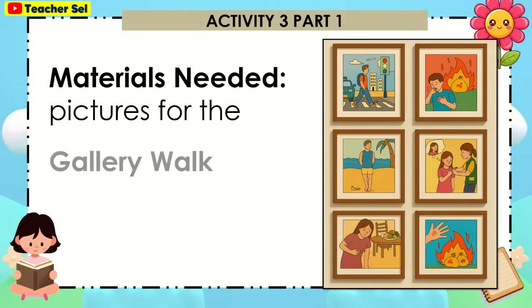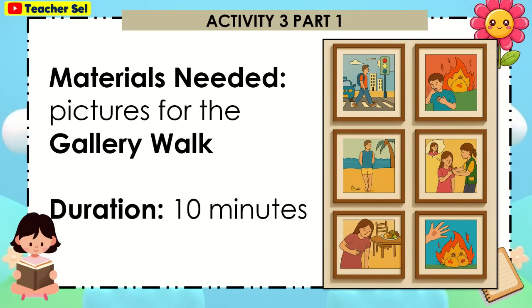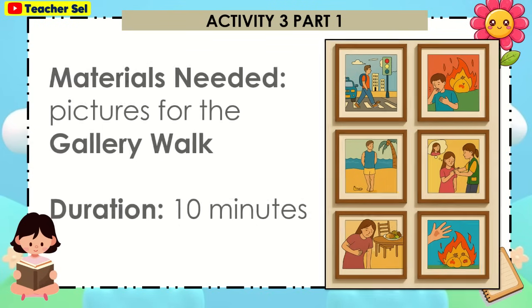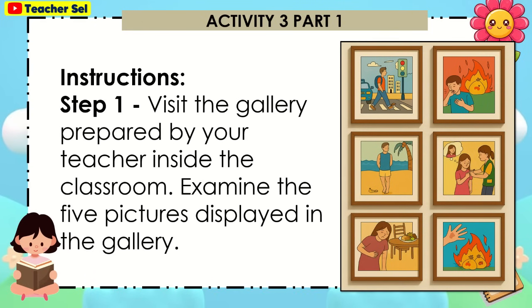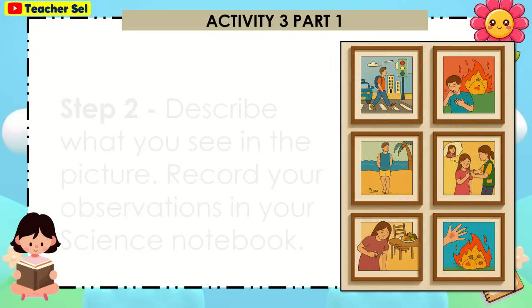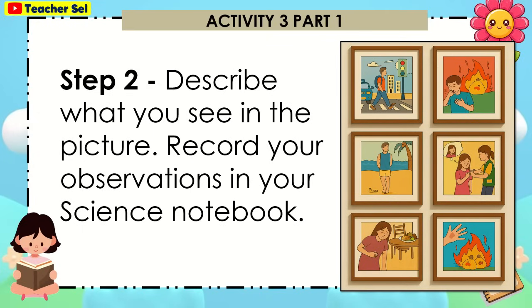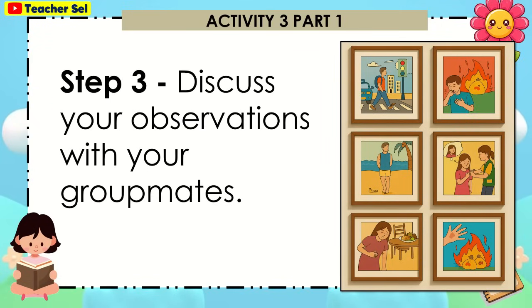Materials needed: pictures for the gallery walk. Duration: it is good for 10 minutes. Here are the instructions. Visit the gallery prepared by your teacher inside the classroom. Examine the 5 pictures displayed in the gallery. Describe what you see in the picture. Record your observations in your science notebook. Discuss your observations with your groupmates.